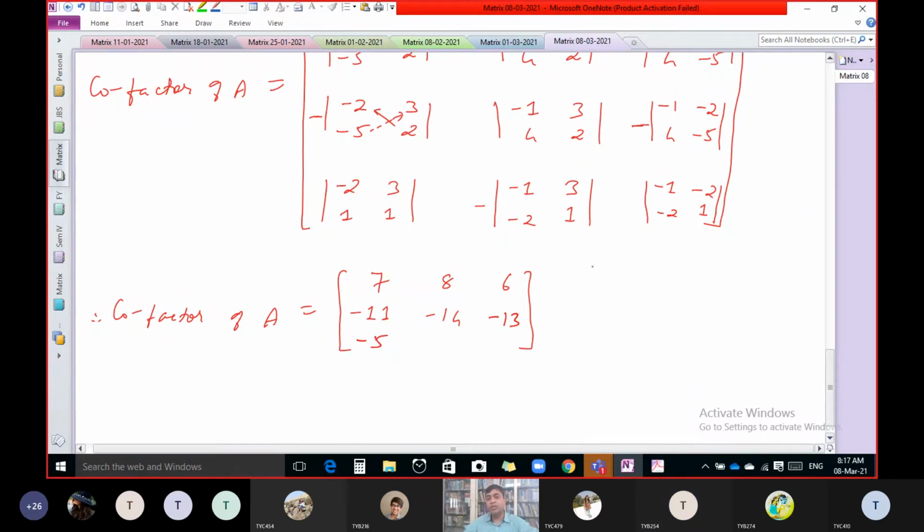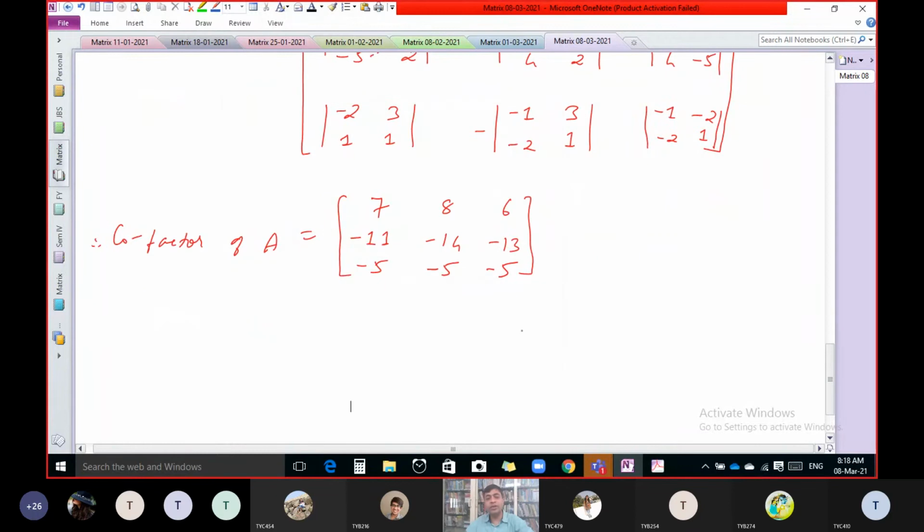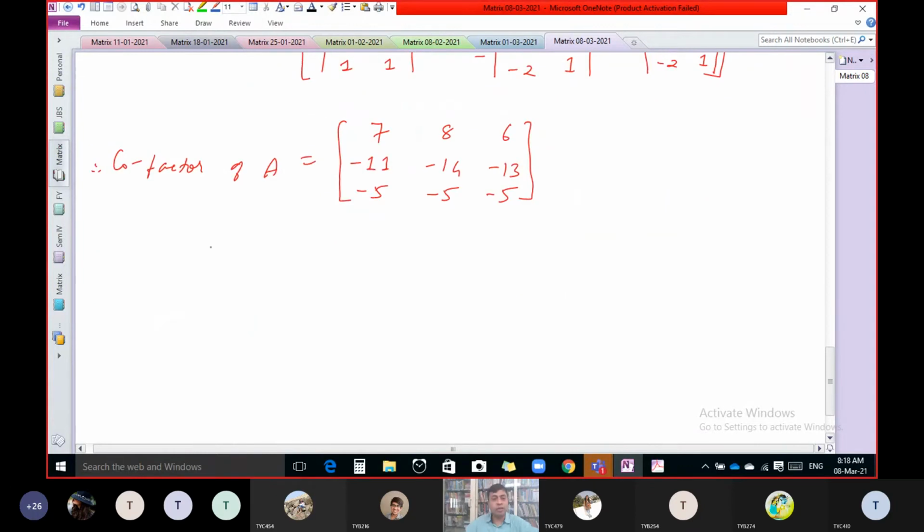Why? See, this into this is minus 1. This into this is minus 6. But there is a negative sign between these two. So we get minus 1 plus 6, that means 5. But because of this minus sign, our final answer is minus 5. Okay, tell me for this. Minus 5. Yes, minus 1 and this into this is plus 4. So minus 1 minus 4, ultimately minus 5. Correct. This is the cofactor of A.